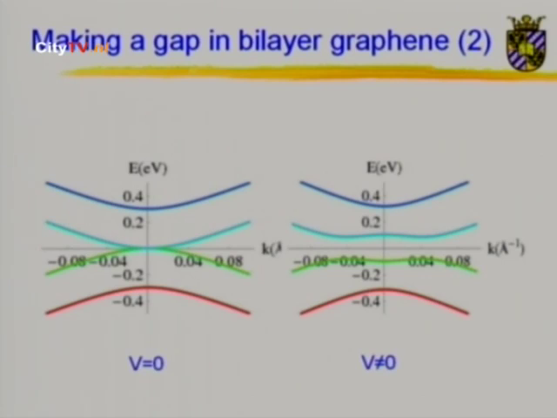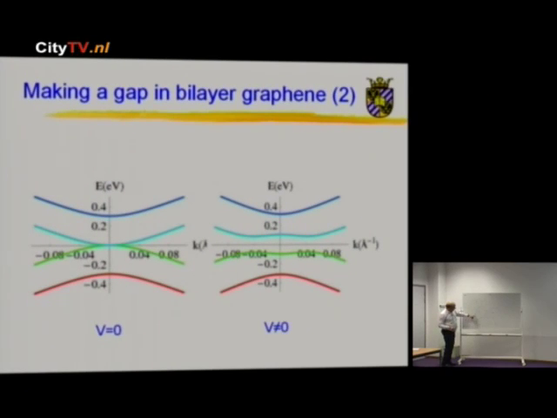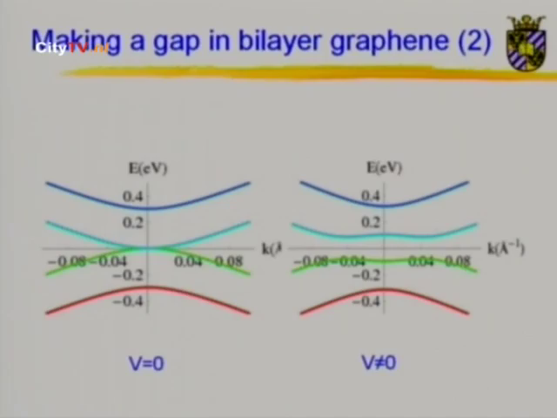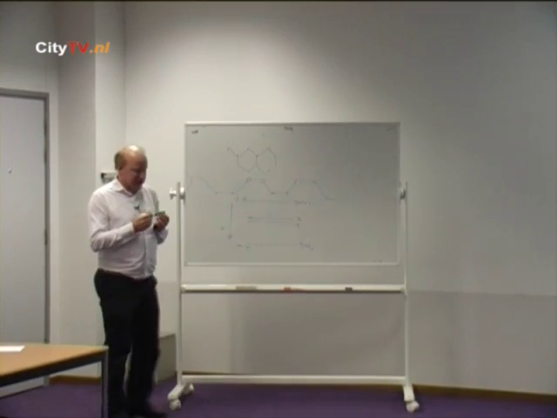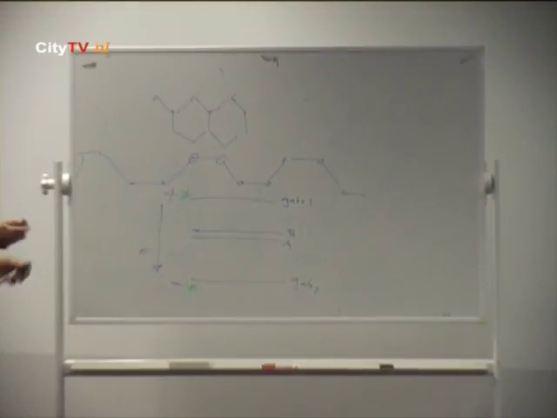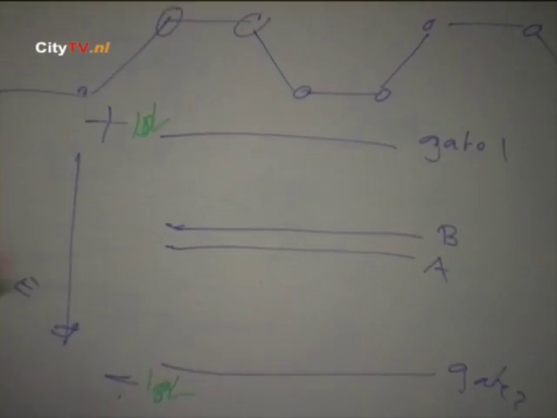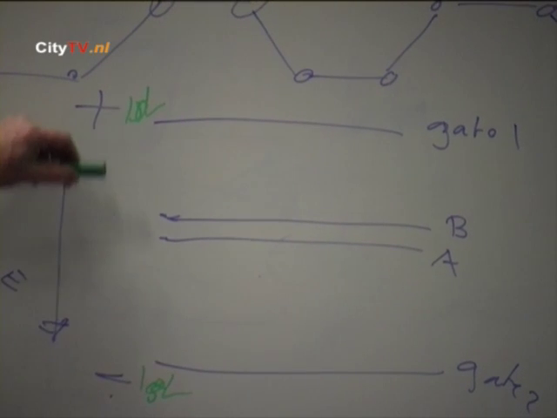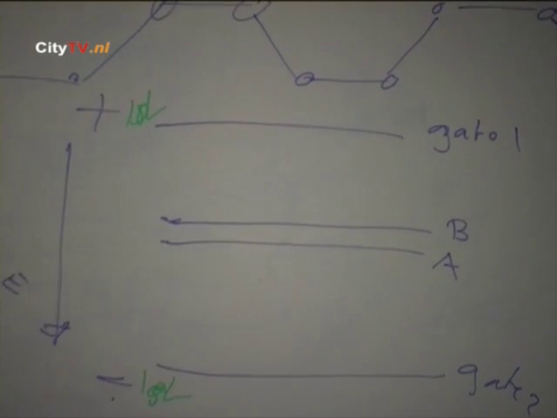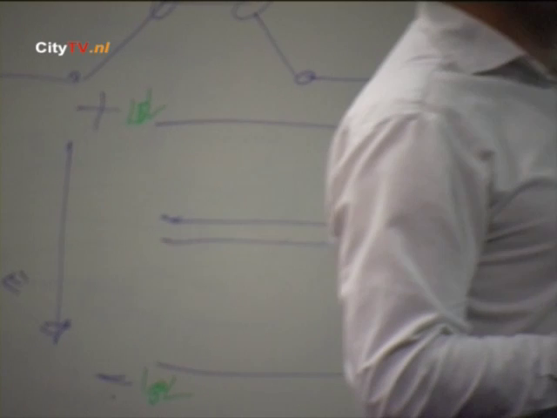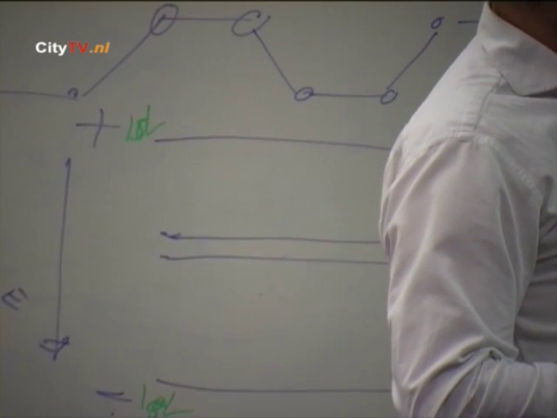So the difference in the gate voltage remains the same. So your electric field remains the same. So your band splitting remains the same, but the only thing you have done now is you have changed the average gate voltage. So in one case you have attracted more electrons, you have attracted more holes. So basically you can shift the Fermi energy. And now you see what happens.